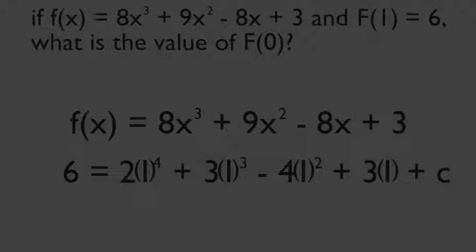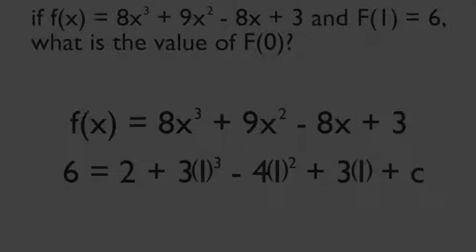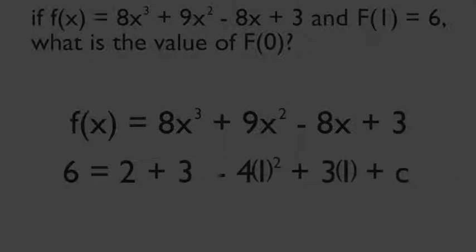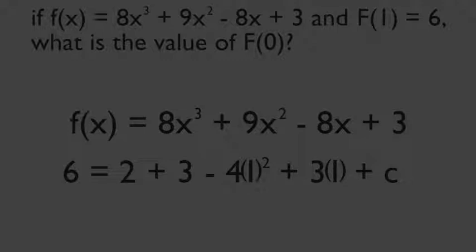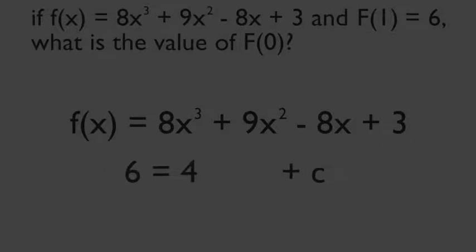So we have 2 times 1 to the 4th, which is just 2, plus 3 times 1 cubed, which is just 3, minus 4 times 1 squared, which is just negative 4, plus 3 times 1, which is just 3. 2 plus 3 minus 4 plus 3 is just 4. And so we have 6 equals 4 plus c. So we subtract 4 from both sides of the equation, which gives us that c equals 2.